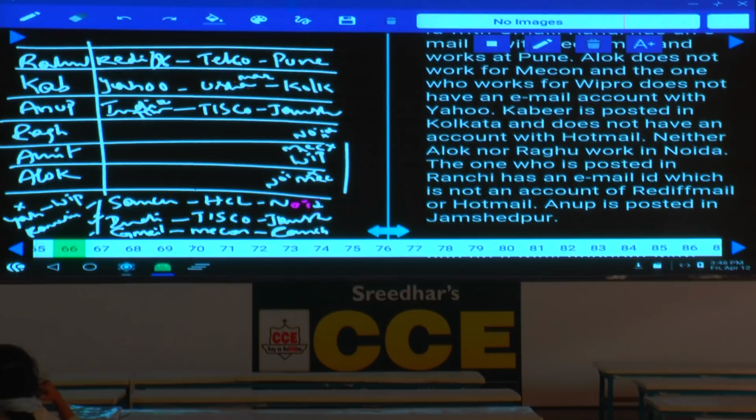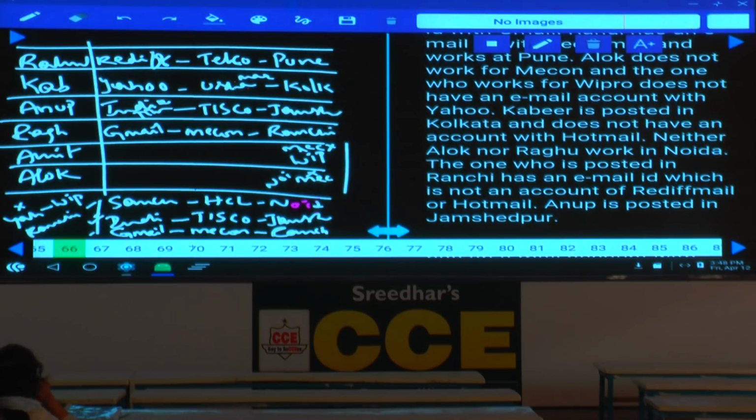Hence, who works with Meccan here? Now the one who works with Meccan is this Raghu, and the one who works with Meccan is having Gmail. As this Meccan is having Gmail, then what is the city here? And the city is Ranchi. Hence Ranchi here we are able to fix. As Ranchi is here, these four were done. Now we are left with Meccan done and Wipro.